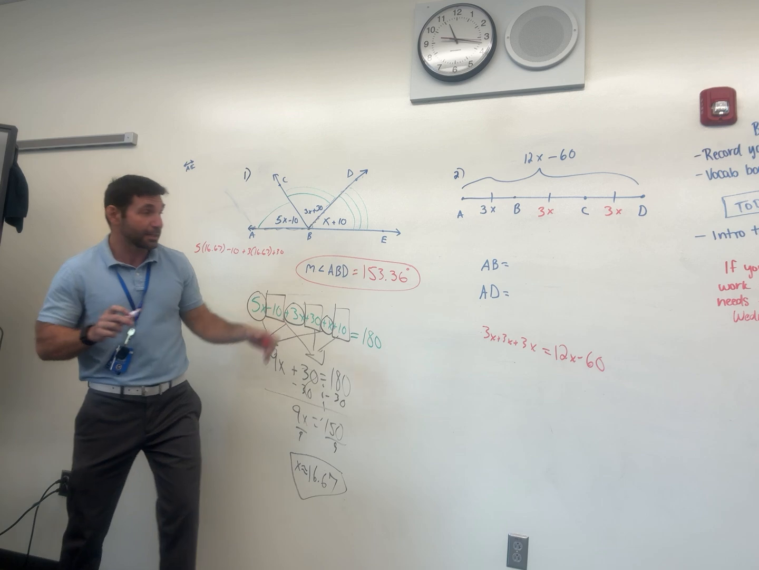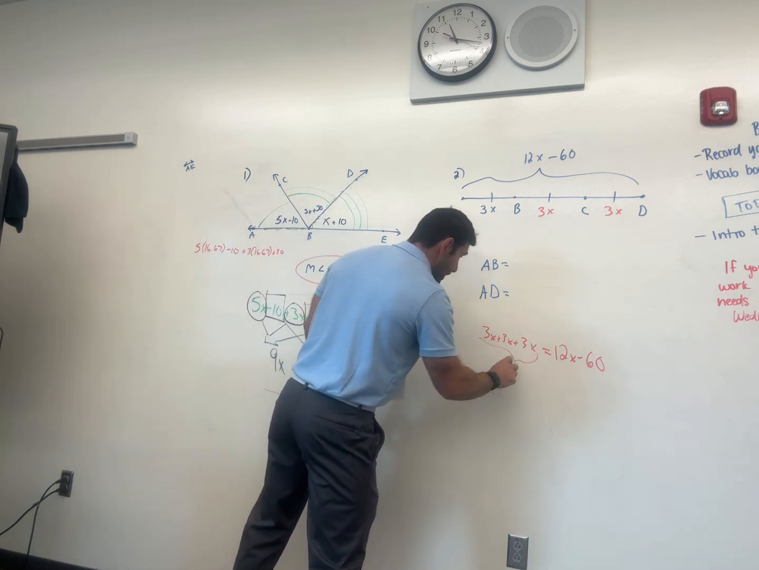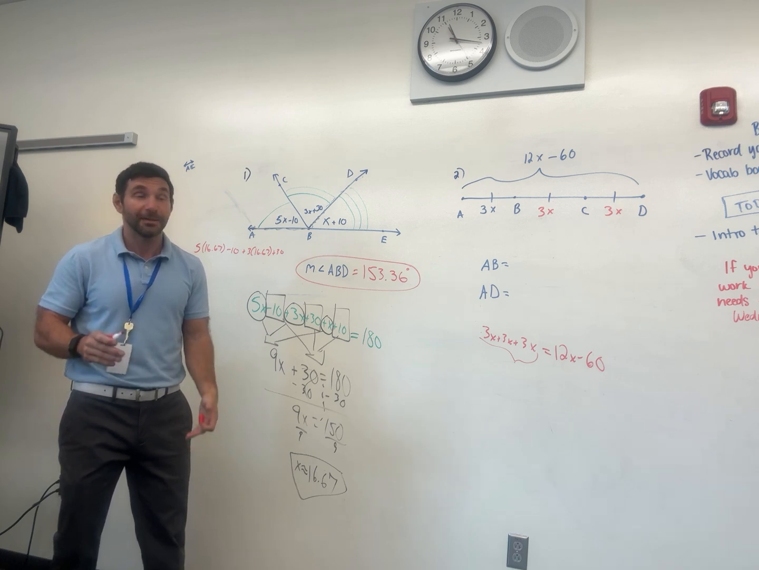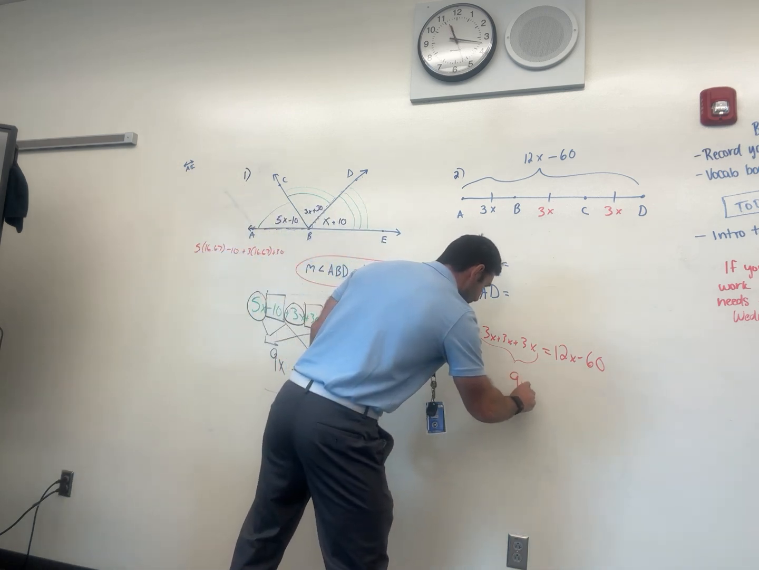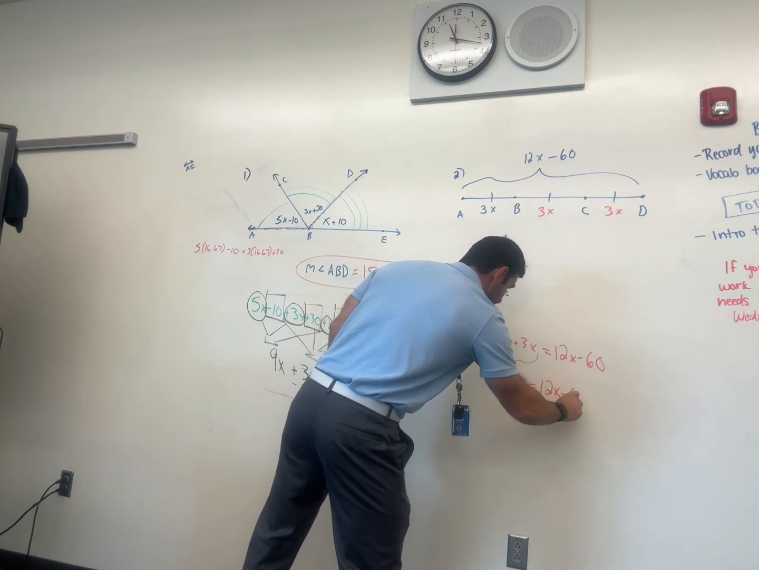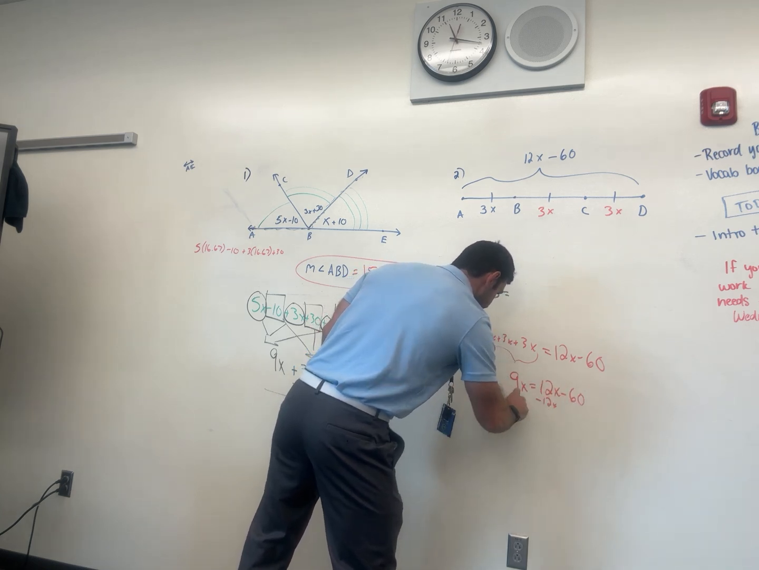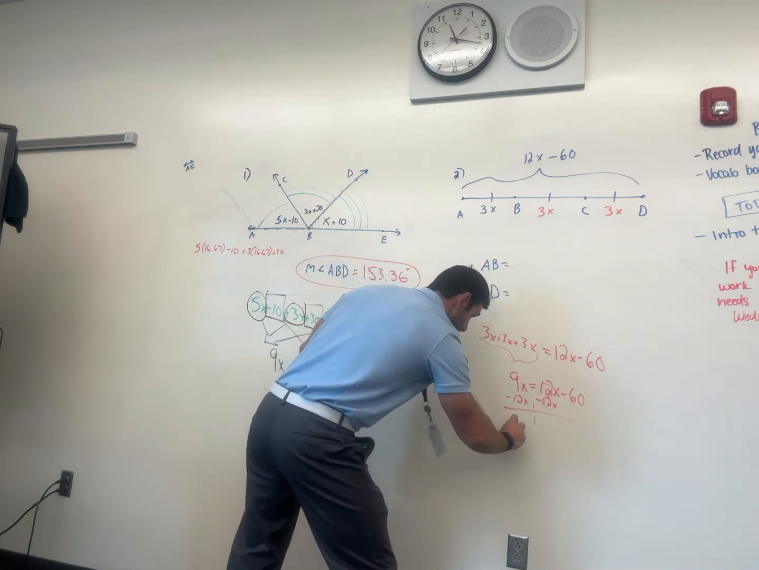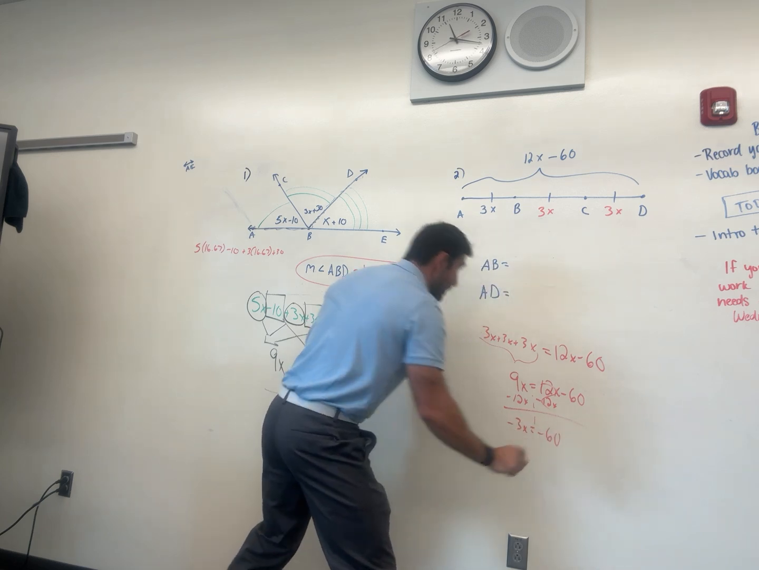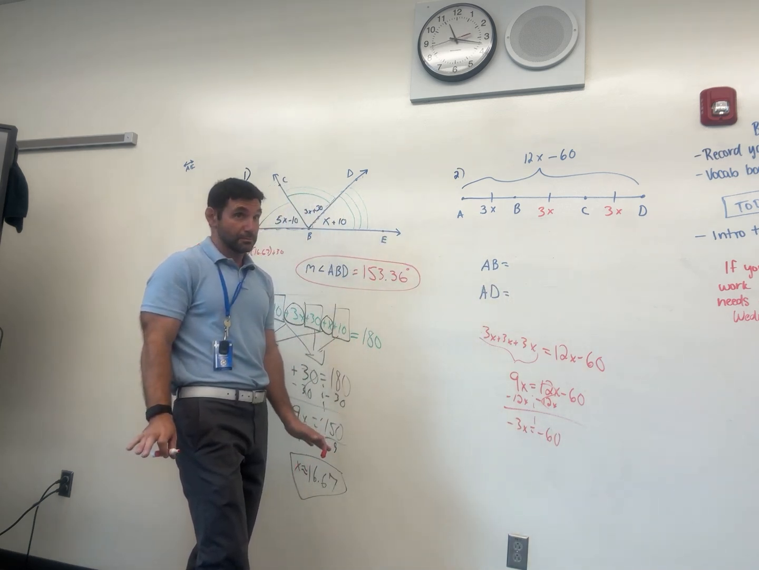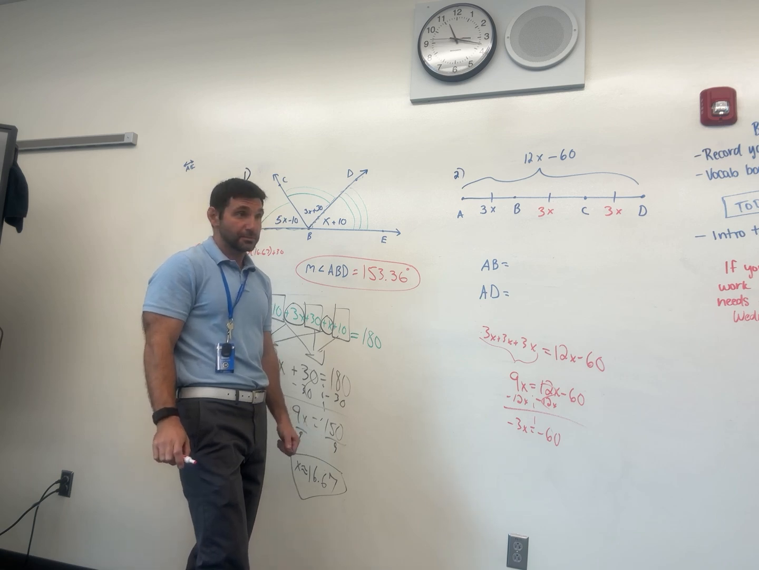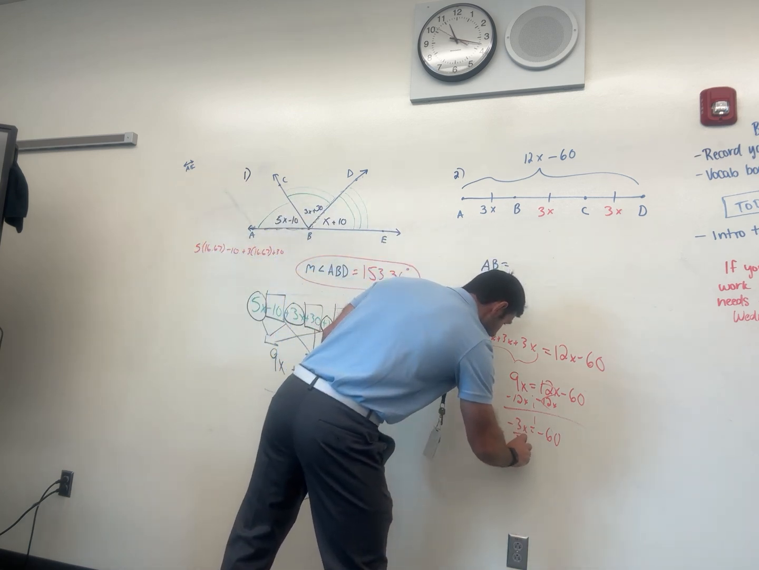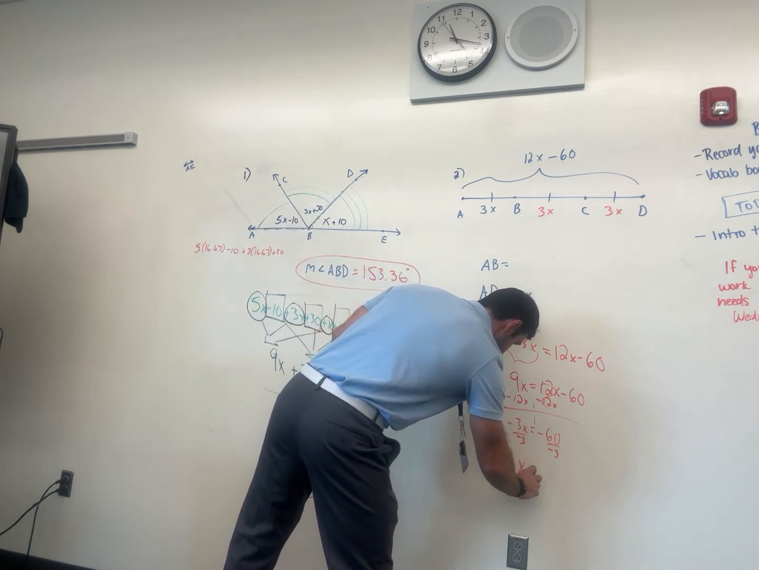Okay? So now we're combining like terms. 3x plus 3x plus 3x is 9x. So I have 9x equals 12x minus 60. I'm going to isolate my variable by moving my 12x over, because the goal is to get x's on one side. So now I have negative 3x equals negative 60. How do I get x by itself? Divide by negative 3. Very good. So x equals 20.